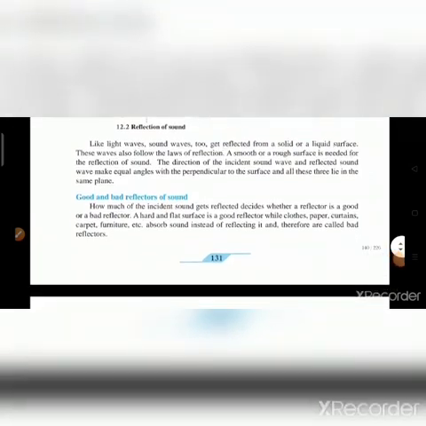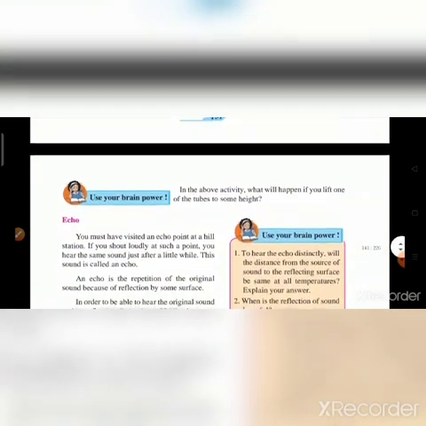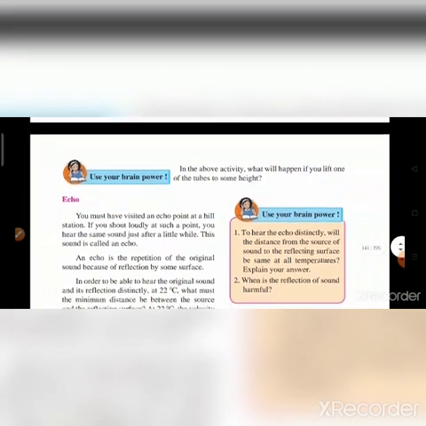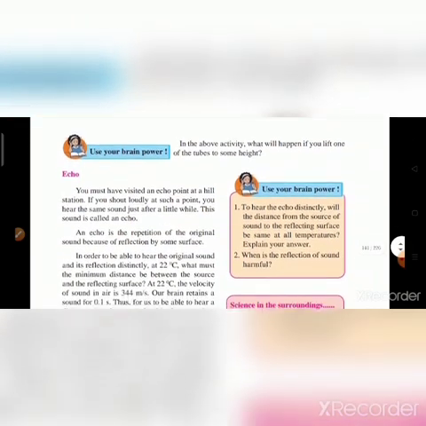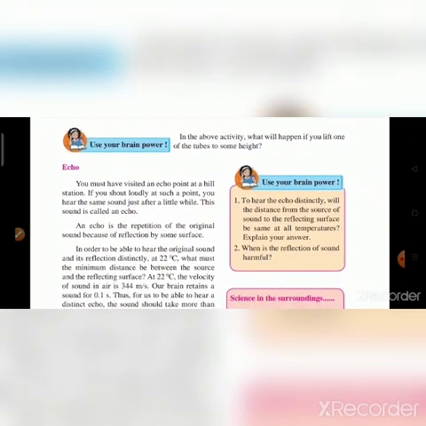Good and bad reflectors of sound. How much of the incident sound gets reflected decides whether a reflector is a good or bad reflector. A hard and flat surface is a good reflector, while clothes, paper, curtains, carpet, furniture, etc. absorb sound instead of reflecting it, and are therefore called bad reflectors. What is echoing of sound? An echo is a repetition of an original sound because of reflection by some surface.